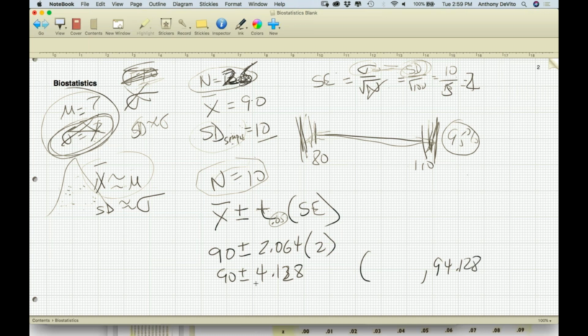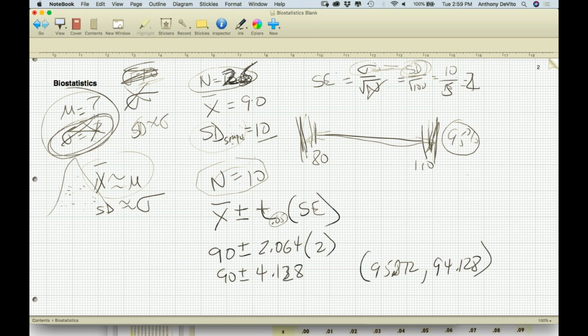So that's going to be 94.128. And subtracting 4.128 from that is going to be 85.872, I think. Right? Let's lay these together, so hopefully they'll work. Yes, I think they do. Okay, so that's going to be our confidence interval.